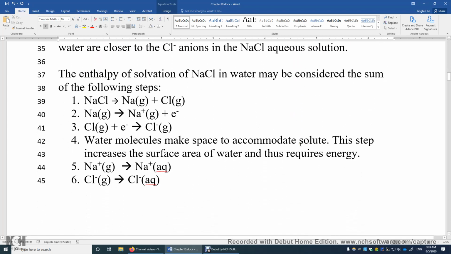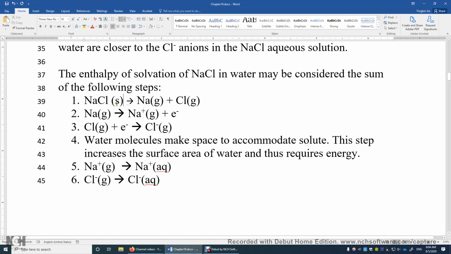The enthalpy of solvation of sodium chloride in water may be considered the sum of the following steps. So if you dissolve table salt in water and you are interested in calculating the enthalpy of solvation, you can use the information from the following 6 steps to calculate the enthalpy of solvation of sodium chloride.